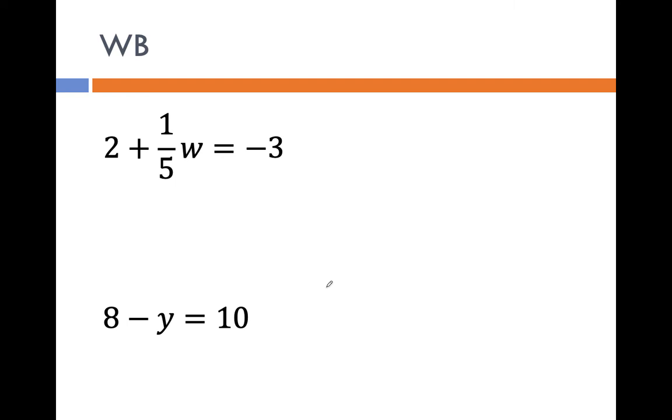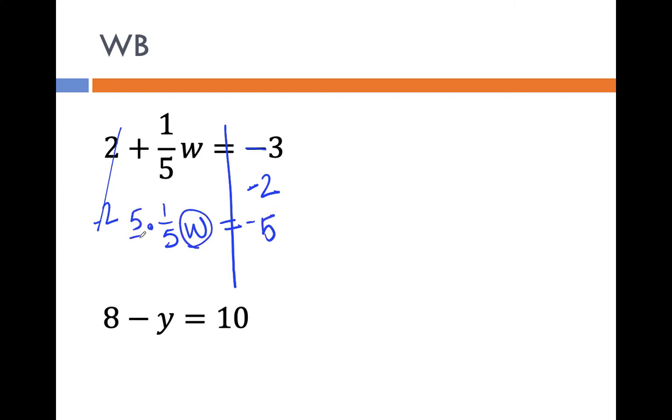Okay, take a few minutes to try these examples here. Example number 1, you're going to start by subtracting 2 from both sides. 2 minus 2 is 0. 1/5 w stays. Negative 3 minus 2 is negative 5. And then to get w by itself, we multiply by the reciprocal of 1 over 5, which is 5 over 1. This cancels, so w is by itself, and we get negative 25.